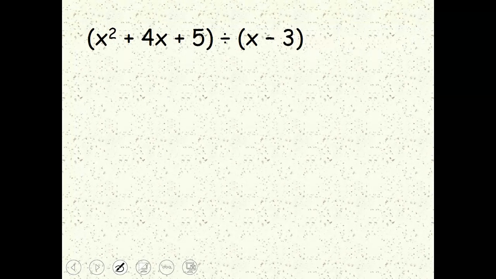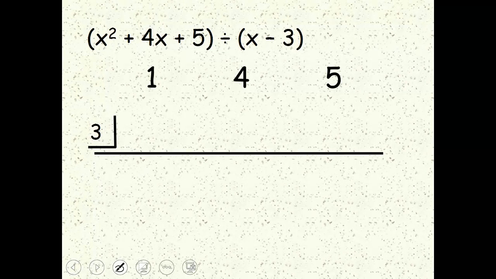So for this problem, we're going to do it synthetically. Dividing by x minus 3 is going to be putting a 3 in the box. Remember this from section 1 when we did synthetic substitution. The 1, 4, and 5 come from the coefficients of x squared, 4x, and 5. So if we were doing this problem as synthetic substitution, we would do it exactly the same way. We would set it up this way, but we're just going to interpret our answer differently.